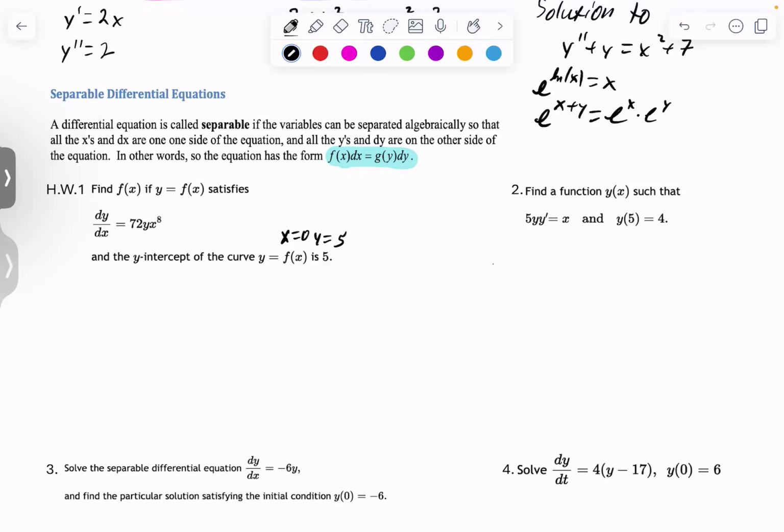And that's going to help us with our constant of integration because we're going to have to integrate as part of this. But I'm going to go back to my original, dy/dx equals 72yx to the 8th. I'm going to divide both sides by y and multiply the dx to the other side. So now I have all my y's on one side and my x's on the other side. That includes the infinitesimal, the dy and the dx separated out. I'm now going to integrate both sides.